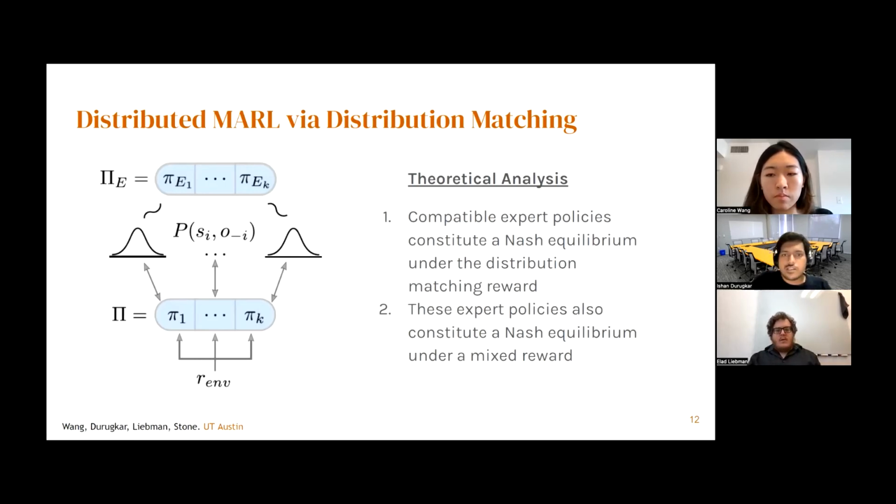In our theoretical analysis, we show that these expert policies that are indicated on top constitute a Nash equilibrium for the distribution matching task that each of these agents are trying to perform. And when we mix these distribution matching rewards with the shared task reward, which gives us a mixed reward, these expert policies also constitute a Nash equilibrium in that mixed reward setting.